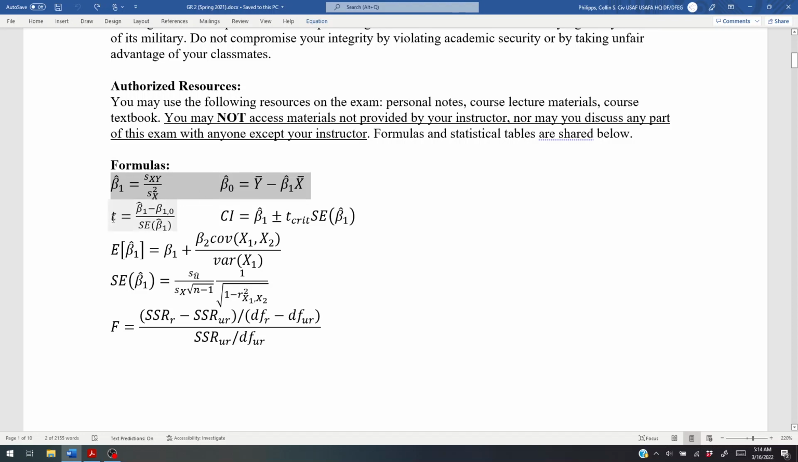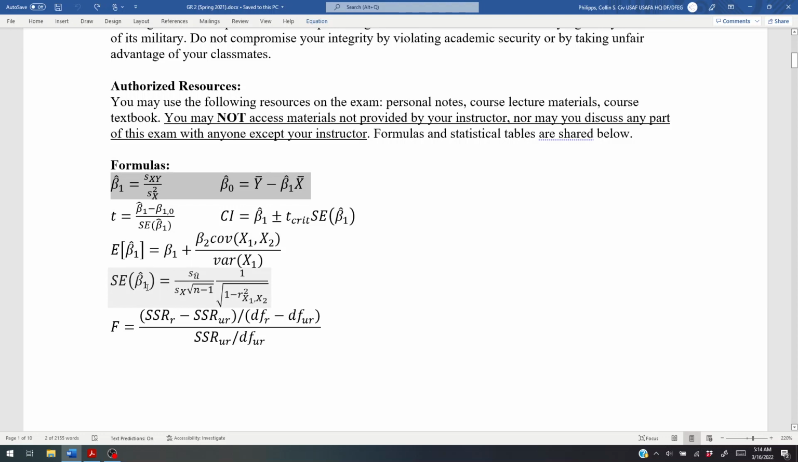We've got a formula for a t-stat, a confidence interval, and the omitted variables bias formula, so the expected value of beta 1 in a model that you leave x2 out of when x2 should have been in the model. Well, beta 1 is going to be biased.